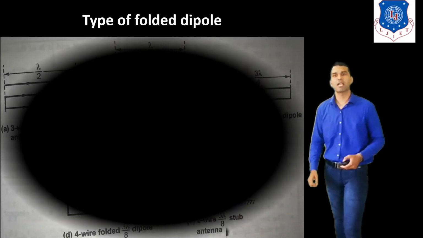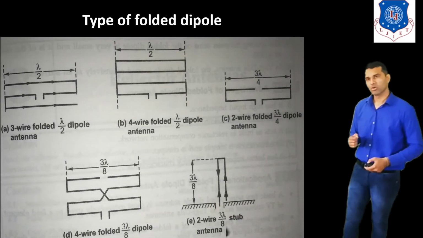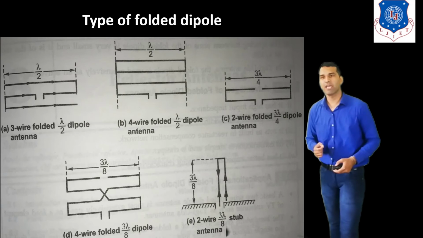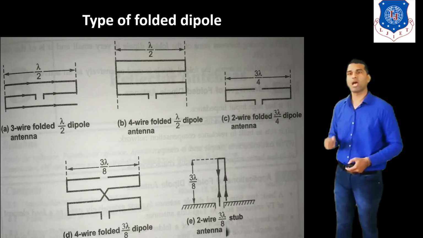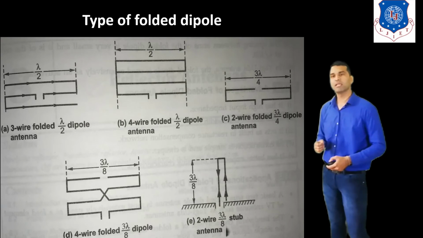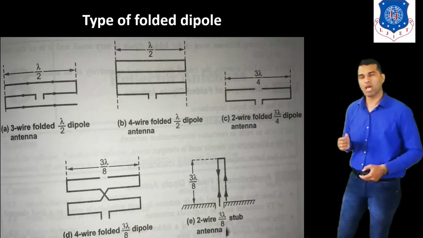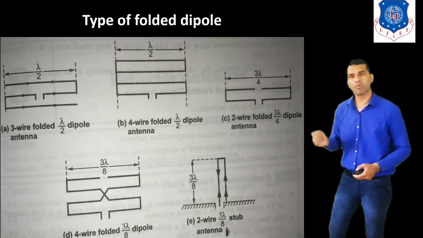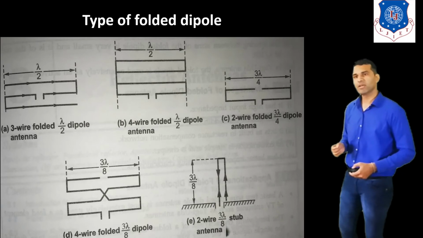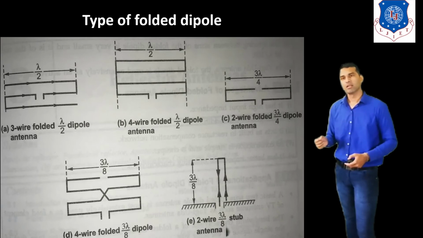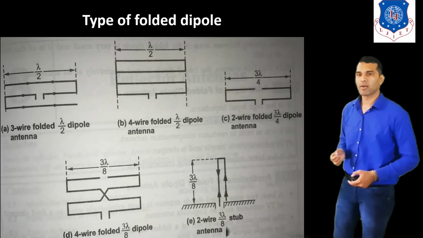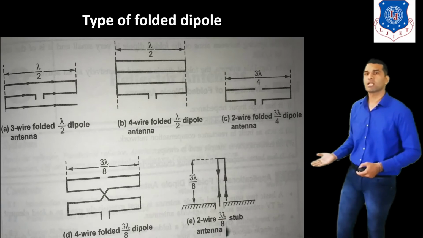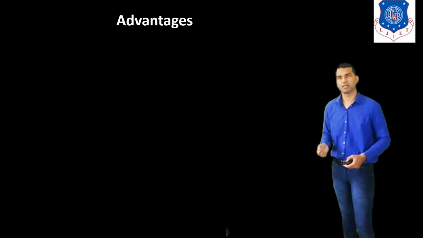Now we discuss the types of folded dipole antenna. These are the different types we can see here. The first one, figure A, indicates the 3-wire folded lambda by 2 dipole antenna. Figure B indicates the 4-wire folded lambda by 2 dipole antenna. Figure C indicates the 2-wire folded 3 lambda by 4 dipole antenna. Figure D indicates the 4-wire folded 3 lambda by 8 dipole antenna. And the last one is the 2-wire 3 lambda by 2 stub antenna. So these are the different types of folded dipole antenna.